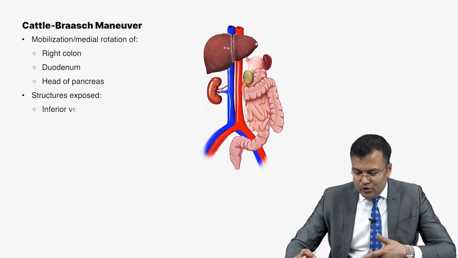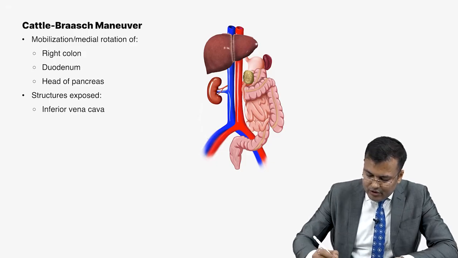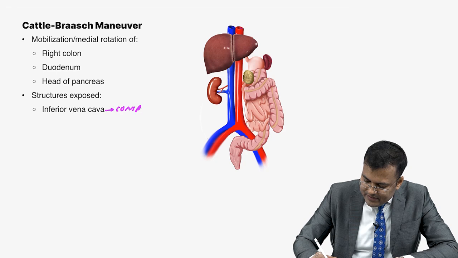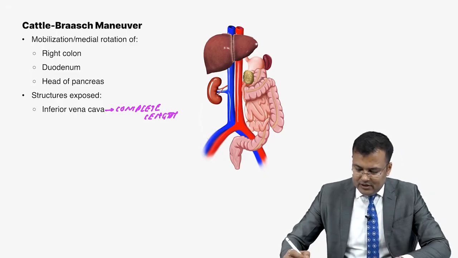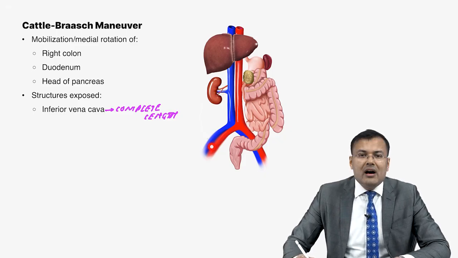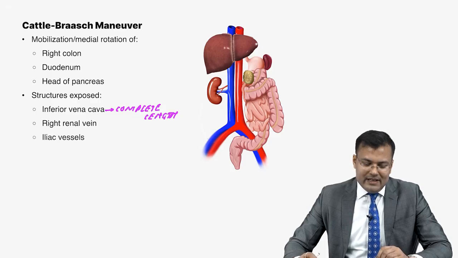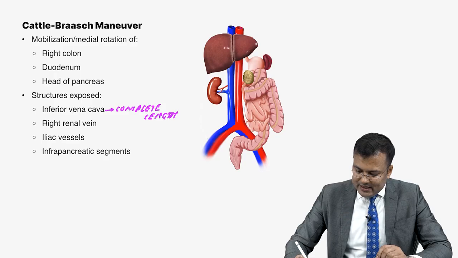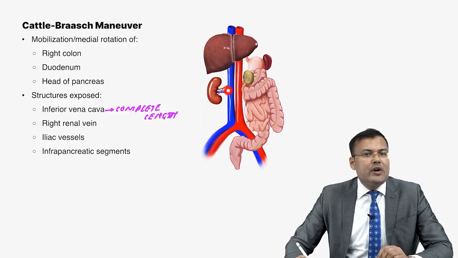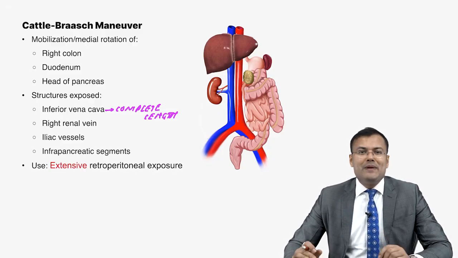After that, it is going to expose the inferior vena cava, almost the complete length of the IVC. It is going to expose the right renal vein and the iliac vessels, and the infrapancreatic segment. Infrapancreatic segment means the area located below the pancreas. And we discussed that this Cattell-Braasch maneuver is done for extensive retroperitoneal exposure.